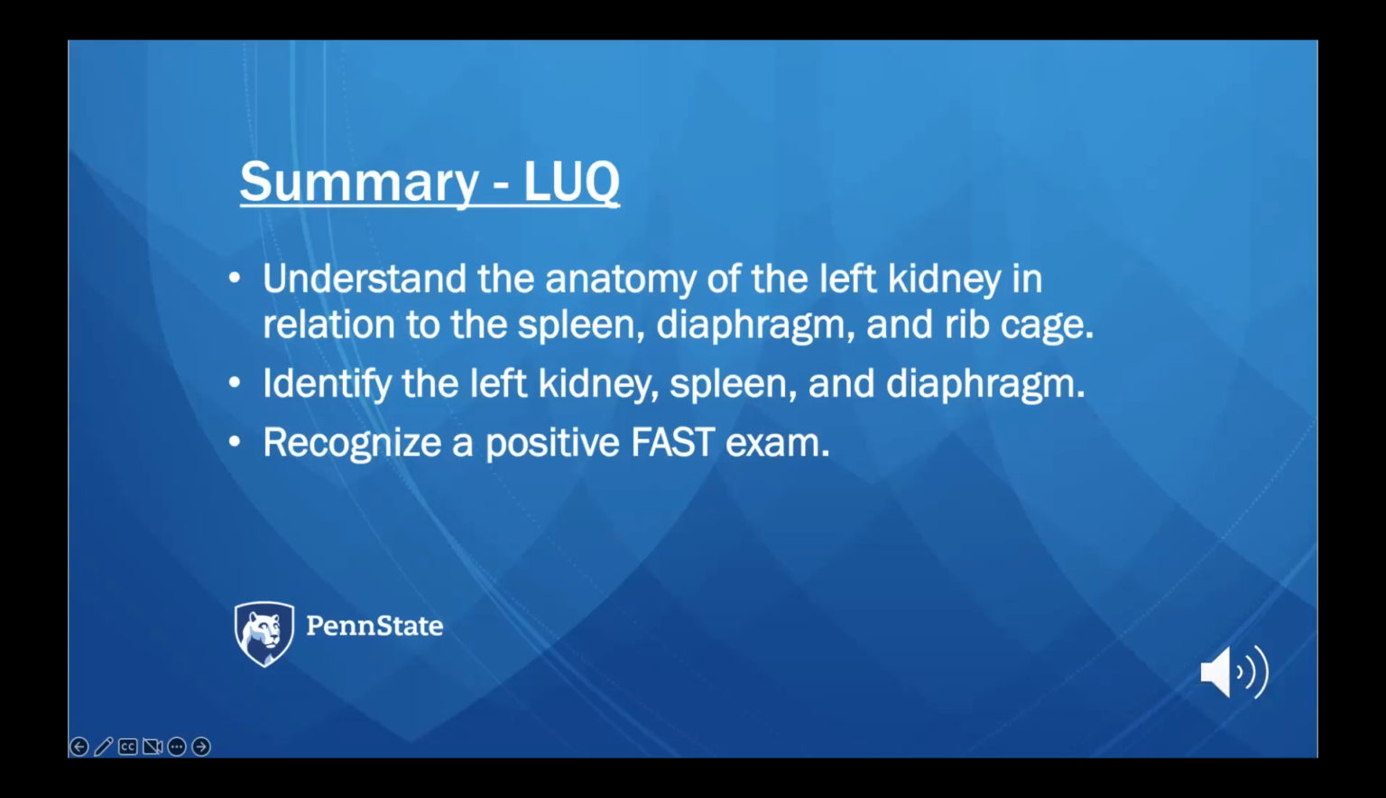And that is all I have for you today in this video on the left upper quadrant view of the eFAST exam. To summarize, here's what you learned today. How to understand the anatomy of the left kidney in relation to the spleen, diaphragm, and rib cage. You learned how to identify the left kidney, spleen, and diaphragm on a FAST exam, as well as how to identify free fluid. You also learned to recognize a positive FAST exam, particularly for the left upper quadrant.